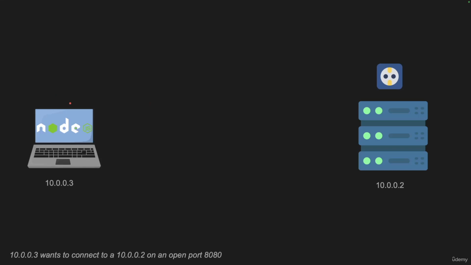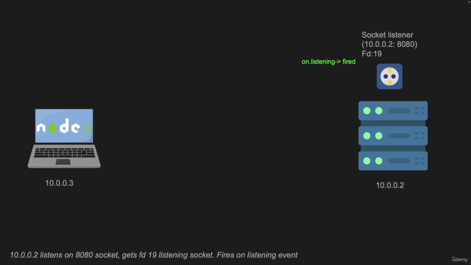So I'm gonna take some examples here with some graphics that I invested in, better than these drawings. So you have a Node.js here running on my laptop on port 10003, and then 10002. This is my server, and this guy is the listening socket, right? And what we have is, I wish this thing didn't show and appear. It's covering my text. But yeah, 10003 wants to connect to 10002 on an open port 8080. So let's go through it.